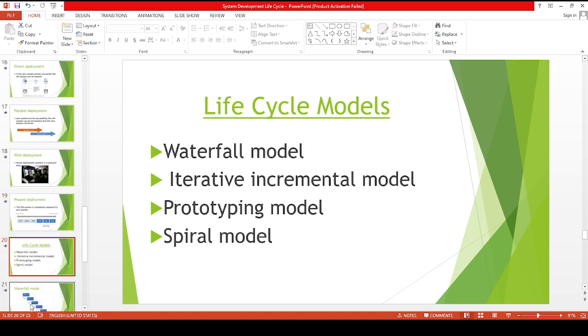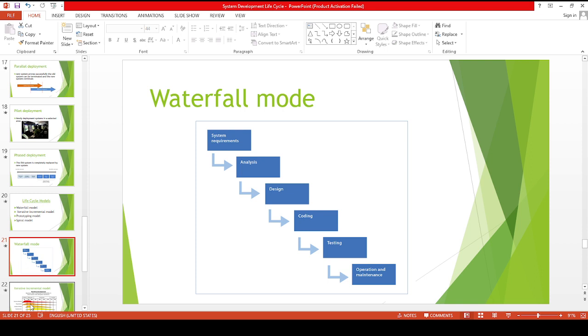Life cycle models. Waterfall model, iterative incremental model, prototyping model, spiral model. There are other life cycle models. Waterfall model. The waterfall model has six components: system requirements, analysis, design, coding, testing, operation and maintenance. They are equal to the deployment life cycle.